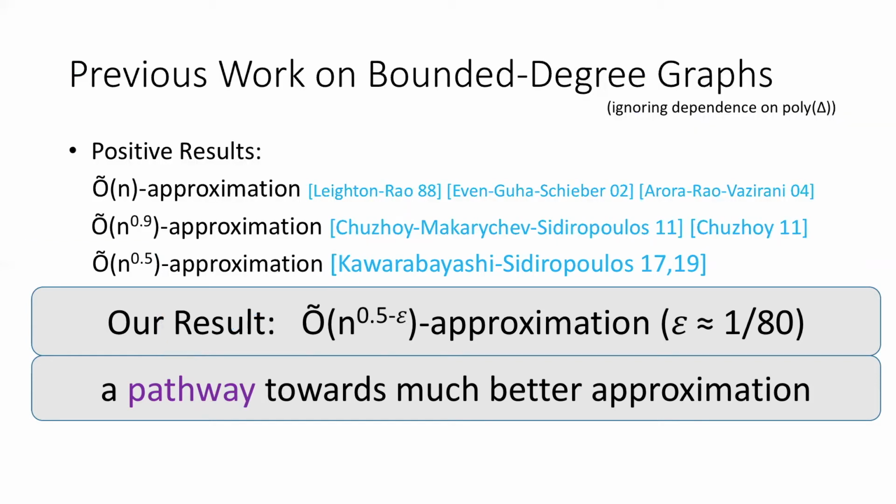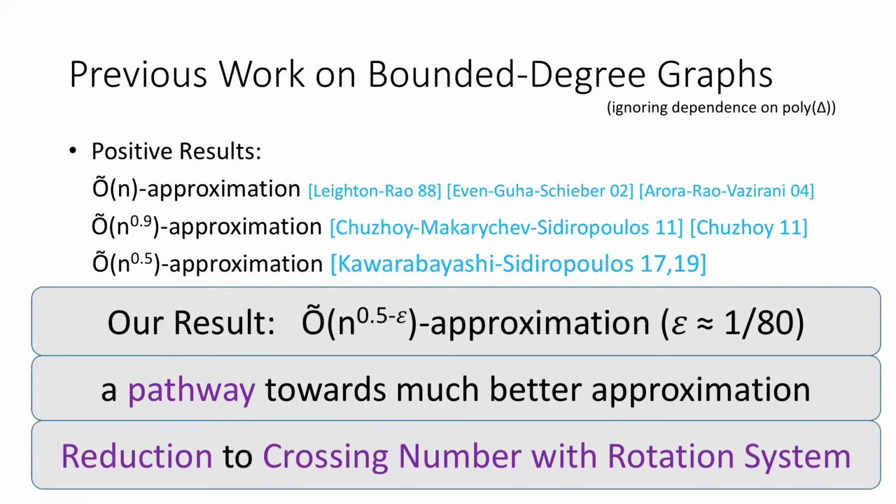And eventually, by using this framework, we reduce the crossing number problem to another seemingly simpler problem called the crossing number problem with rotation system. So these are our main results.